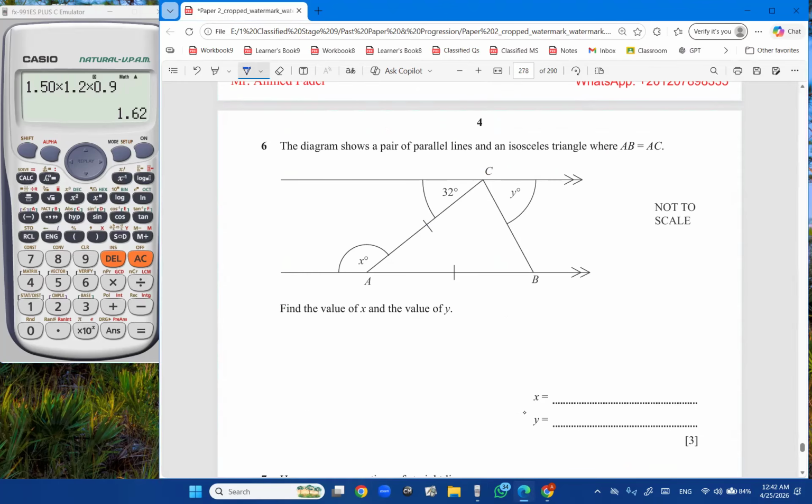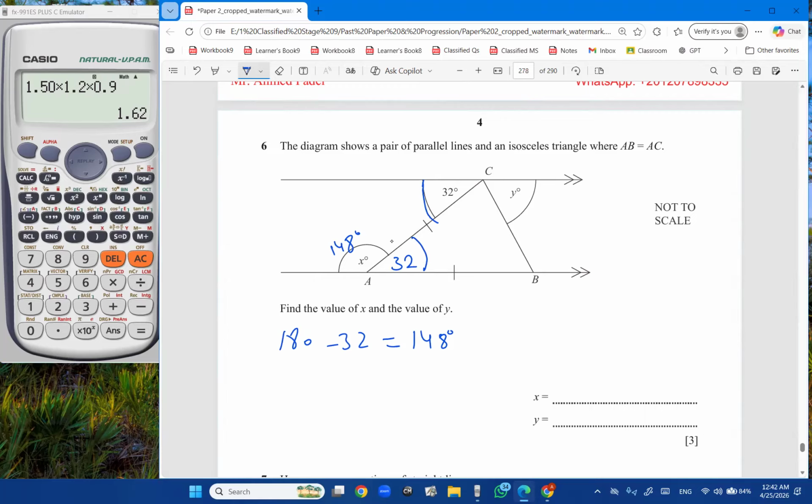They need you here to find the value of x and y. You should know that these two lines are parallel, as they told you using these arrows. And they told you that AC is equal to AB, so we've got an isosceles triangle. Here, this is 32, and you can notice that this is also 32. How? Because they are alternate interior angles. Now you can find x: subtracting 32 from 180 gives you exactly 148 degrees, which is x.